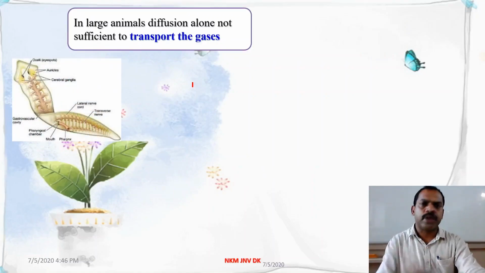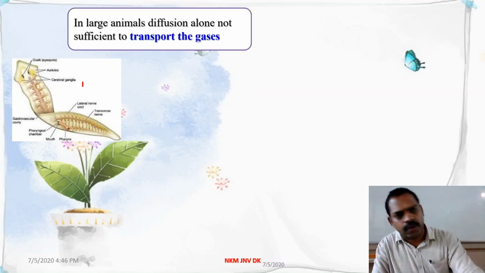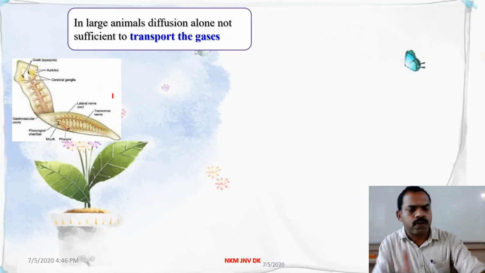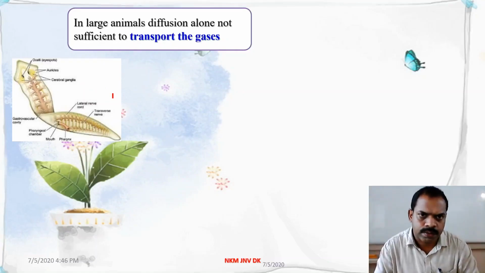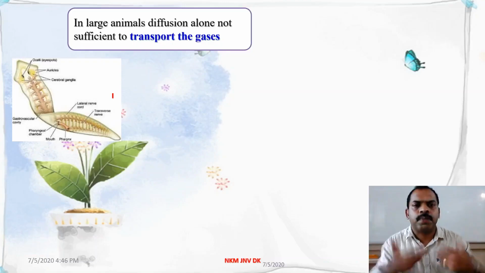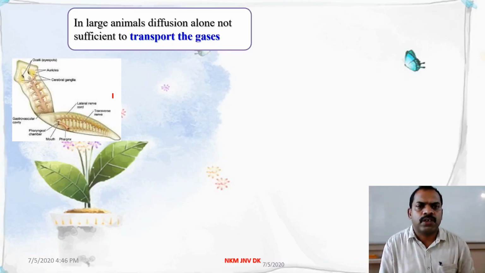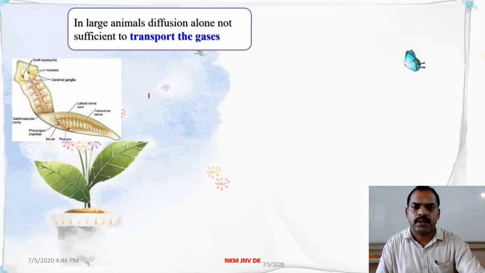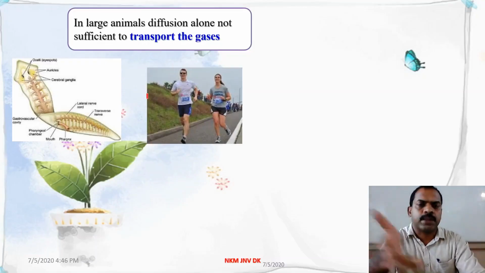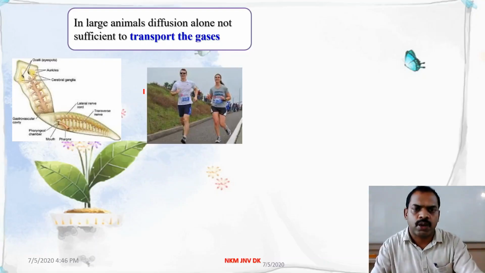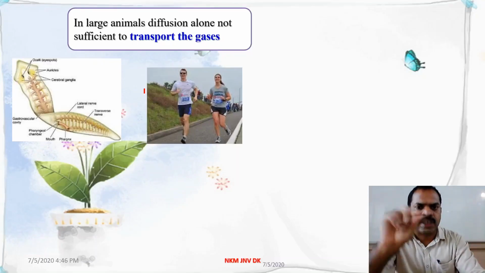Now, when animals are bigger, unlike smaller organisms like flatworms, where you have seen that oxygen goes into different parts of the body through diffusion, diffusion alone is not sufficient to transport the gases. Then how do we transport the gas from the lungs into every cell? Because every cell requires oxygen.